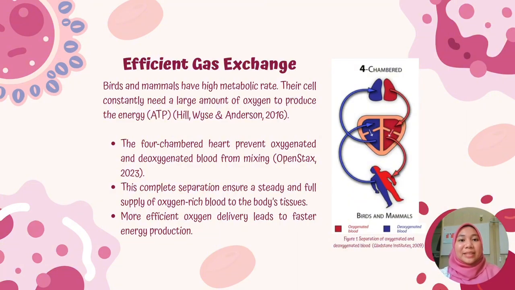Birds and mammals have a high metabolic rate, so their cells constantly need a large amount of oxygen to produce energy. The four-chamber heart prevents oxygenated and deoxygenated blood from mixing. This complete separation ensures a steady and full supply of oxygen-rich blood to the body's tissues. So more efficient oxygen delivery leads to faster energy production.